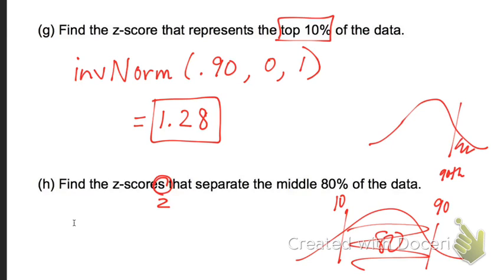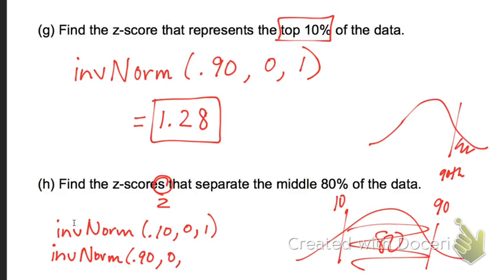That's so tricky. So if it said middle 60%, you would do 20 and 80. So it has to be the exact. Oh, so like the big number minus the small number equals the middle. Wait, but then, what would you do for 10? So I'll do inverse norm of 0.10 and inverse norm of 0.90, which we already got.